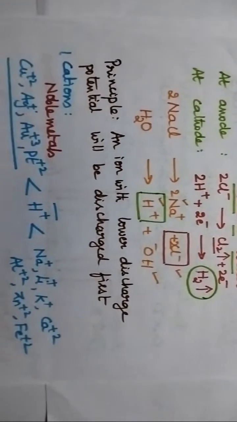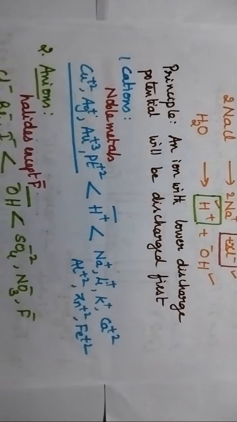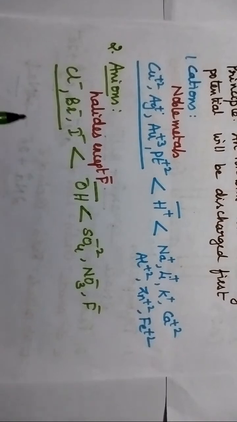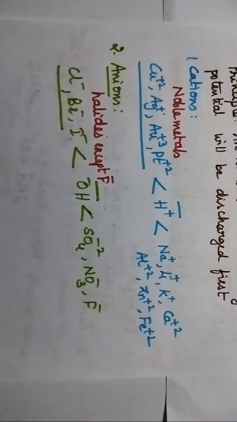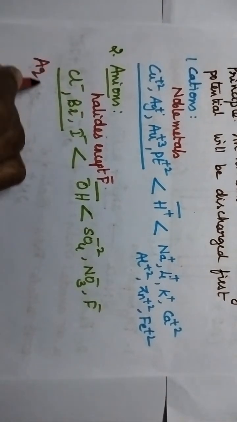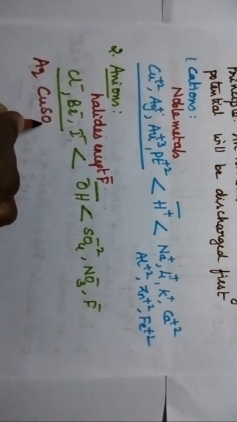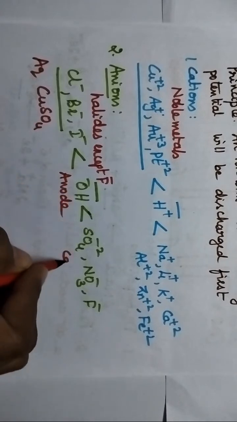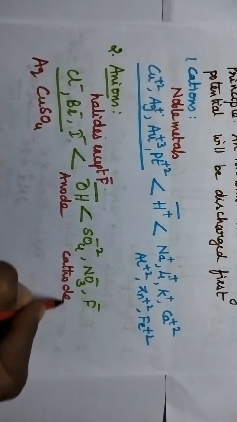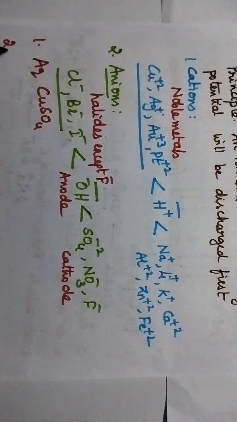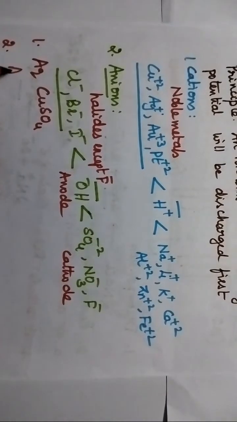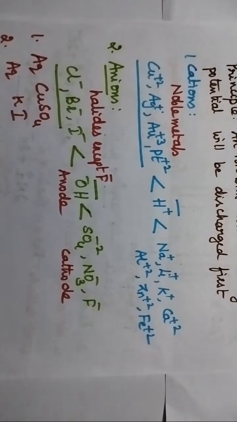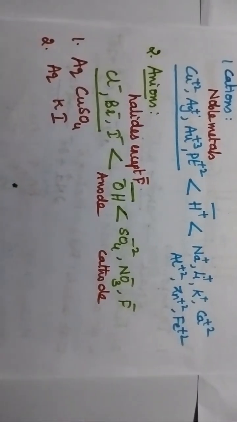Here also I will give two questions. Just try to answer. Electrolysis of aqueous copper sulfate solution gives what products at the anode and at the cathode? This is the first question. And coming to the second question, electrolysis of aqueous potassium iodide gives what products at the anode and at the cathode?